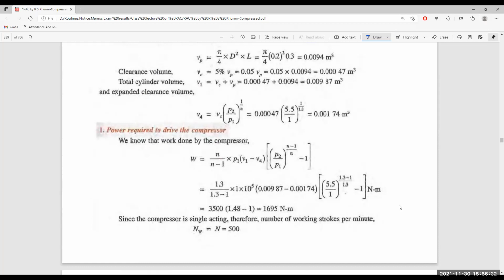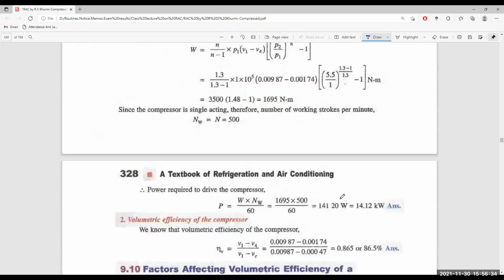If the compressor is single acting, the number of working strokes per minute equals the RPM. So 1695 into 500 RPM divided by 60 is equal to 14120 watt, or 14.12 kilowatt. And the volumetric efficiency of the compressor is (V1 minus V4) divided by (V1 minus Vc). Putting in the values of V1, V4 and Vc, we get the volumetric efficiency of the compressor as 0.865, or 86.5%.